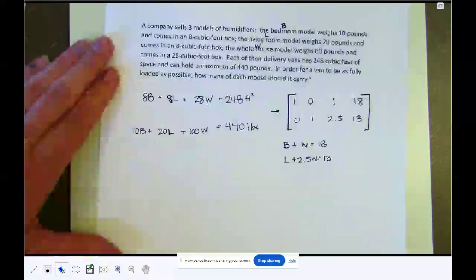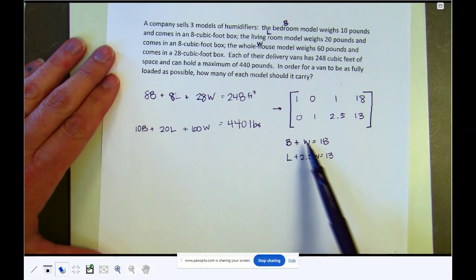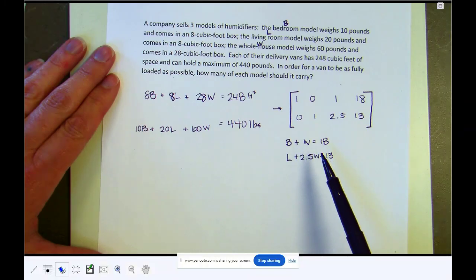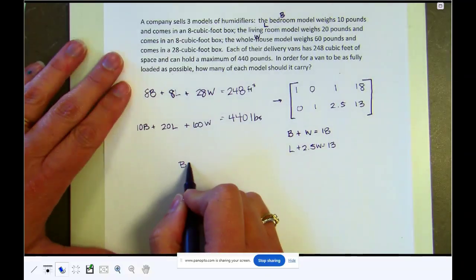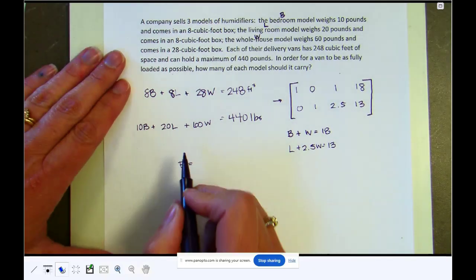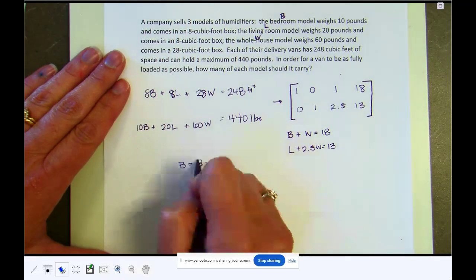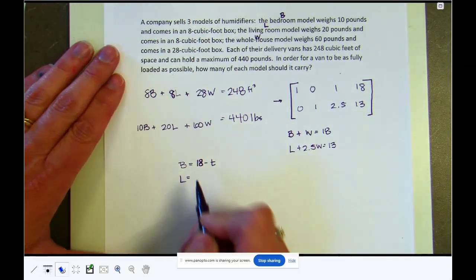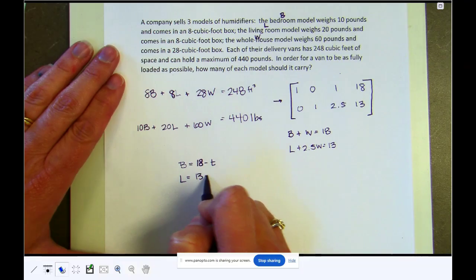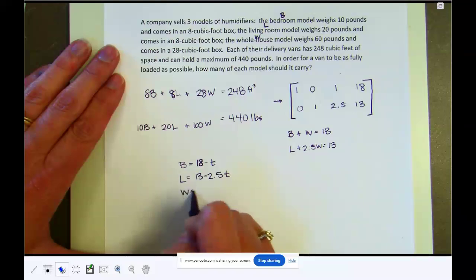Now we already can tell that this is infinitely many solutions because W is hanging around in everybody else's equation. Okay, so we're going to magic up that T, and we get B equals what? 18 minus T. Okay, and then we have L. L equals what? Yep, 13 minus 2.5T, and W is equal to T.